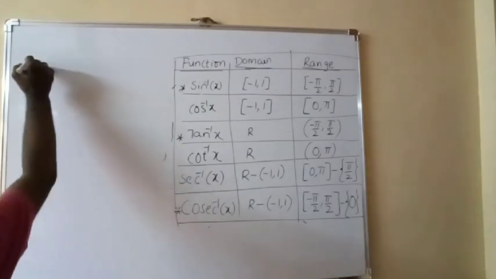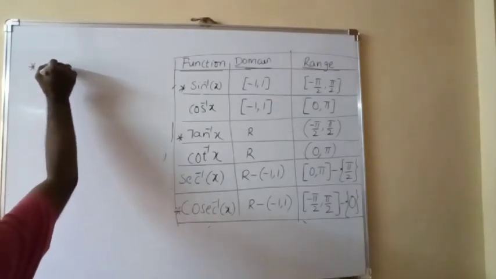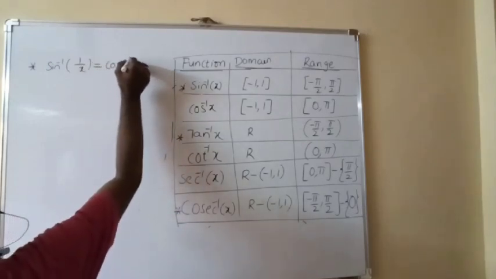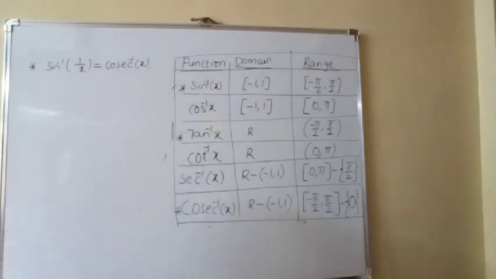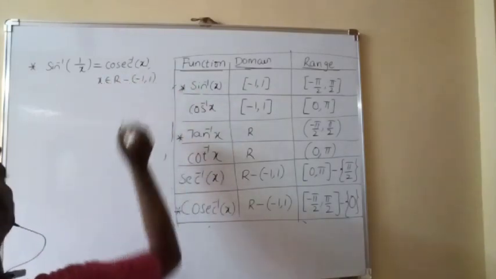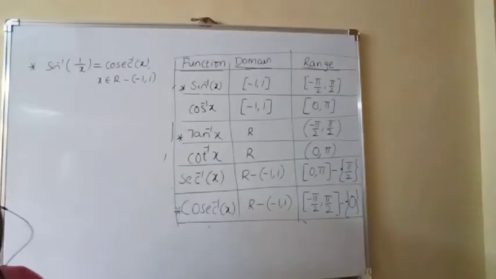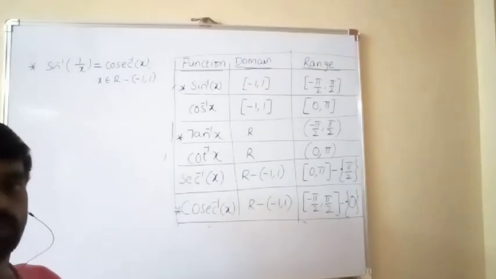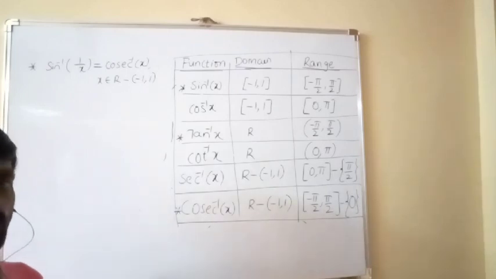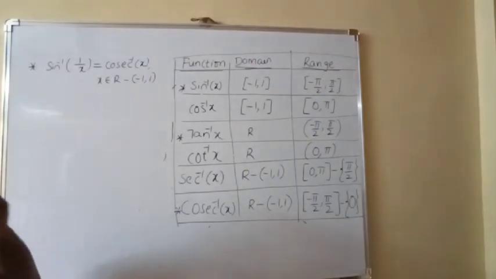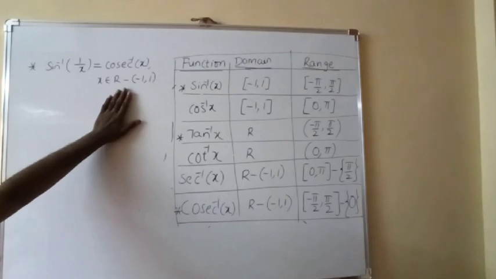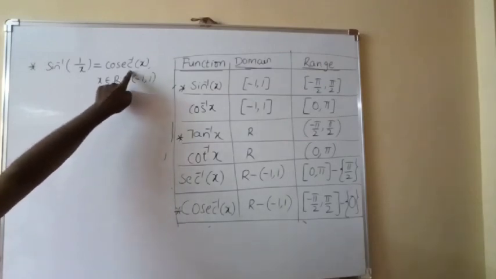So what is the sine inverse of 1 by x? It is equal to cosecant inverse x. So where x belongs to what? R minus open interval minus 1 comma 1. You can write mod x greater than or equal to 1 also, or x belongs to left open right closed minus infinity comma minus 1 union left closed right open 1 comma infinity. Okay, so these two functions are equal only when x takes this. So it is the original domain of cosecant inverse function.